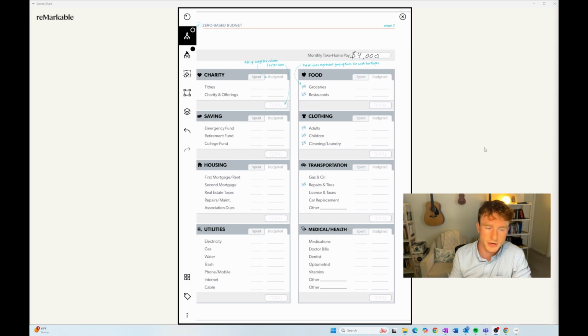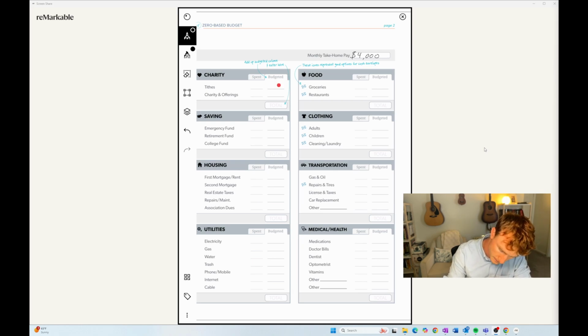So when you're budgeting, you have to consider what is already paid for. Okay, so we're going to keep going. We're going to go down to tithes, or charity. We have spent and budgeted columns. We're going to fill out the budgeted column, and then when you're actually using a budget, you go back and record how much you've actually spent for each item. So we're going to do this by hand.